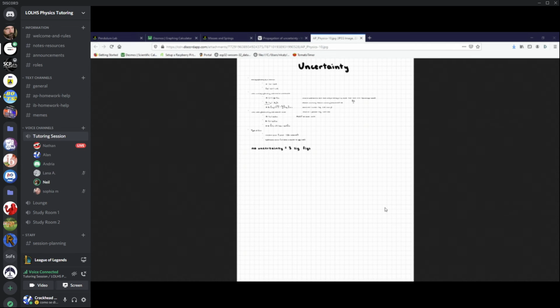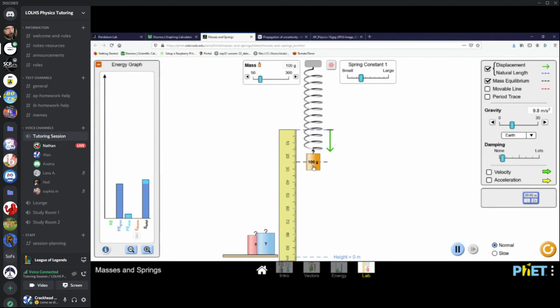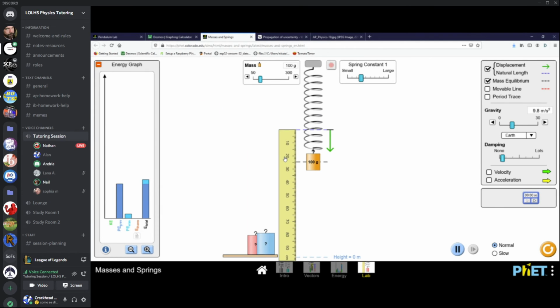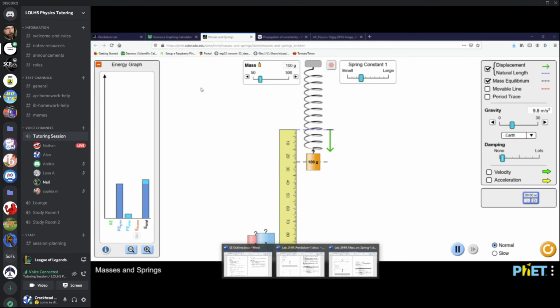Let's actually do the lab. How do I find the displacement? So if you look at my screen, you're gonna put this there and stop it, and then check natural length and mass equilibrium, and you just put a ruler. Where's the ruler? It's on the right little bar, where you have your stopwatch and your ruler. Oh, okay, I see. That helped.